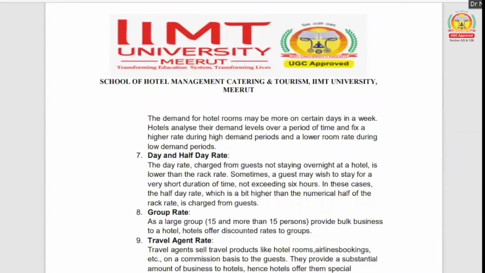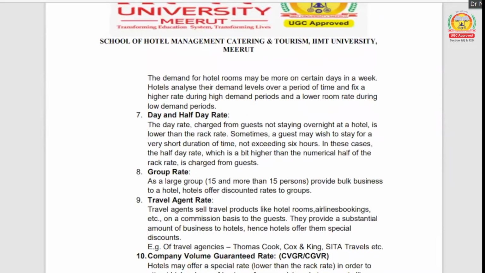We have something called weekend rate. The demand for hotel rooms may be more on certain days in a week. Hotels analyze their demand levels over a period of time and fix a higher rate during the high demand.